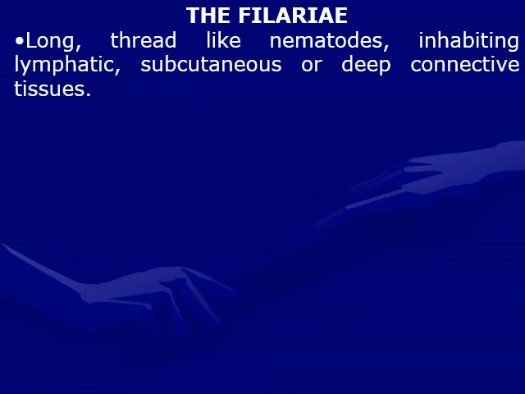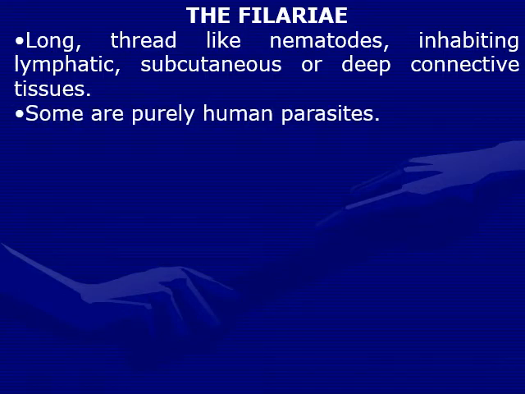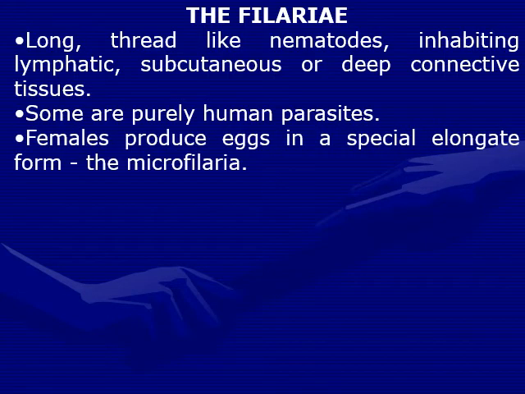The adults are long thread-like nematodes inhabiting lymphatic, subcutaneous, or deep connective tissues. Some are purely human parasites and some may infect animals also. Females produce eggs in a special elongate form, the microfilaria, which is present in blood. They are viviparous.